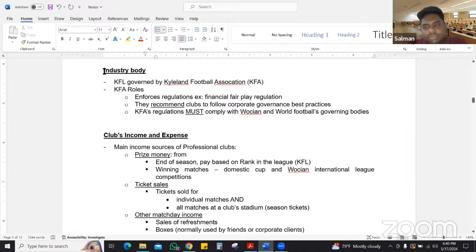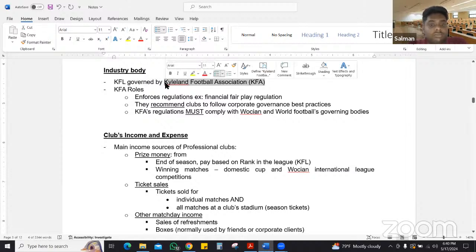Now let's look at the industry body. The Thailand Football League is governed by the Thailand Football Association, the KFA. This is the football association, which is like the overall board of directors, not for a company, it's for the whole country, the industry.